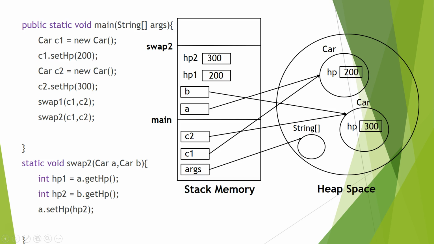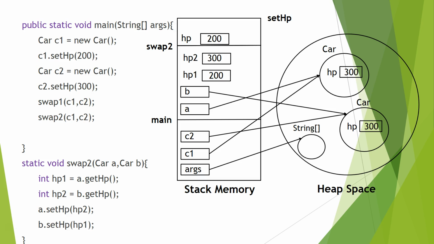In the next line, the statement a.setHP is called, taking the value of hp2 variable as argument, and for sure the method setHP is added inside the stack at the top of swap2 method. It allocates an integer slot named HP holding the value of its passed argument, and when the setHP method is executed, the value of HP attribute of the char object referenced by A is changed from 200 to 300. And after finishing execution of setHP method, it is removed from the stack.